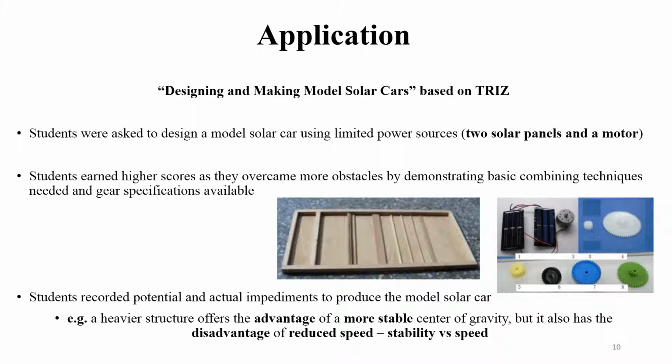So students recorded potential and actual impediments to produce the solar car. For example, a heavier structure offers the advantage of a more stable center of gravity. So you're designing a structure for the module solar car. You want to make it heavy, and that means more stability. But it also has the disadvantage of reduced speed, because if it's heavier, then it will move slower. So we have stability versus speed.